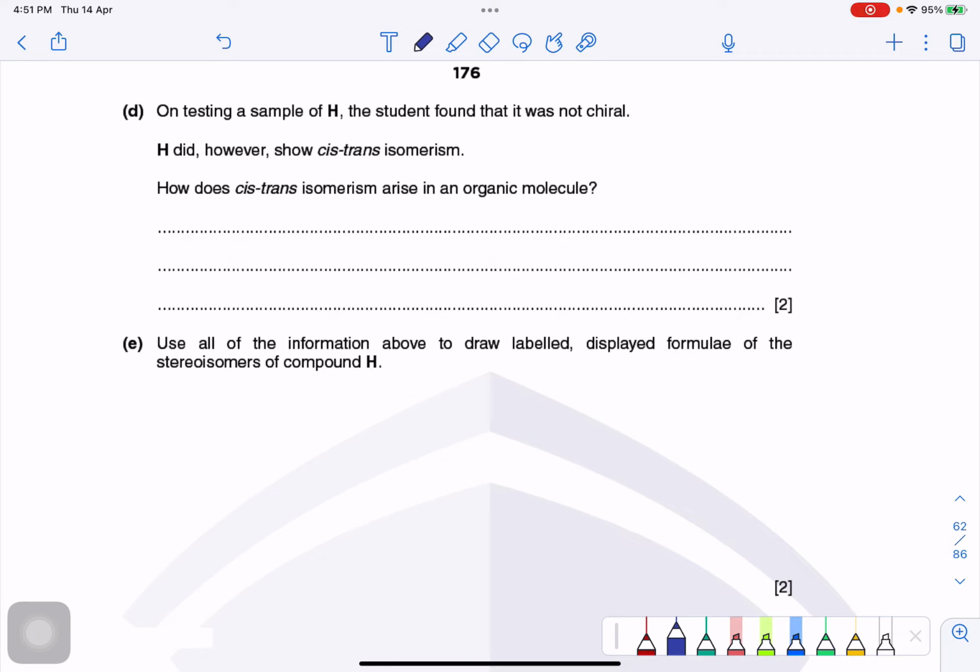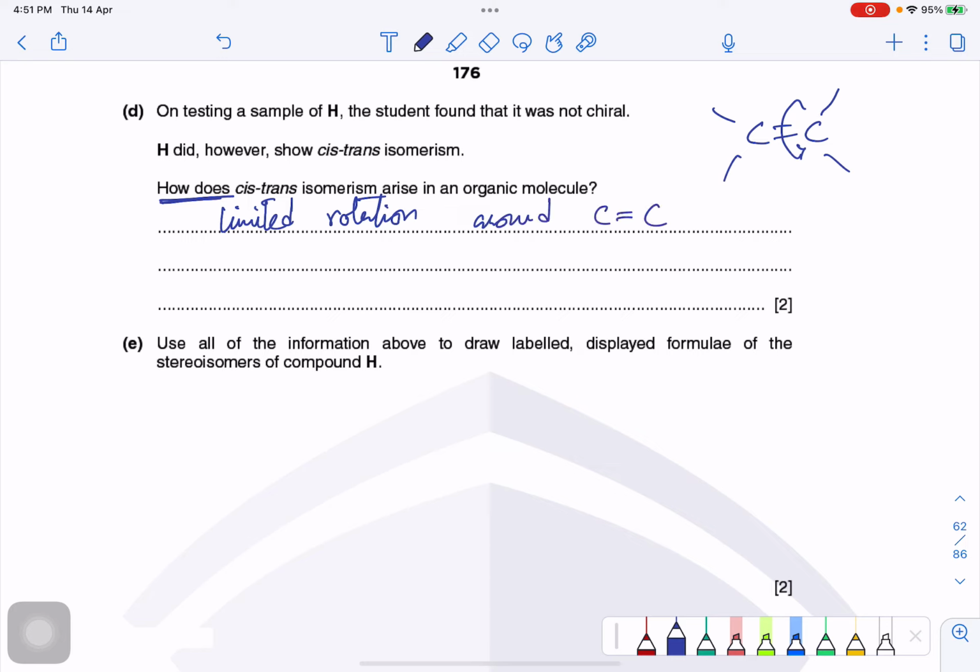How does cis-trans isomerism occur? So cis-trans में क्या होता है? You need a double carbon-carbon bond, and you have different groups attached to the carbons. So you have different groups, and the reason, how does it happen? The reason is that this carbon-carbon double bond has a limited rotation. Okay, so limited rotation around carbon-carbon double bond, which is why cis-trans isomerism occurs.